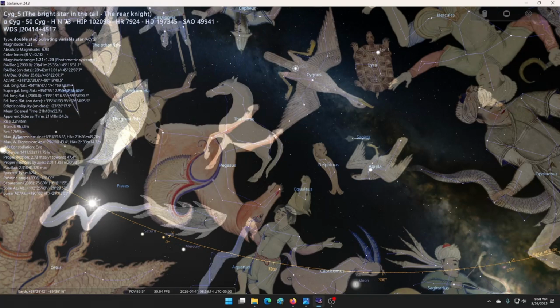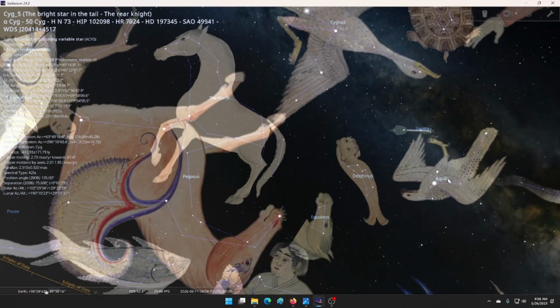Okay, it is the bright star in the tail, the rear night. The rear night. Interesting. The rear night. See, Delphinus is still this, even though it looks like a tiger of some sort. Aquila is still there. Here's Sagitta, which I will get to in a future video.